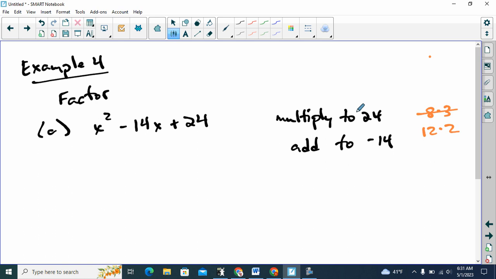Here they multiply to a positive number. To multiply to a positive number, there's two different ways we could do it. We could have positive times positive. That was like example 2. Or negative times negative is also a positive number. So I need to add up to a negative 14 to do that. I need to make both numbers negative. Negative times negative is positive. 12 times 2 is 24. Negative 12 plus negative 2 does give me negative 14. Factors x minus 12 and x minus 2.